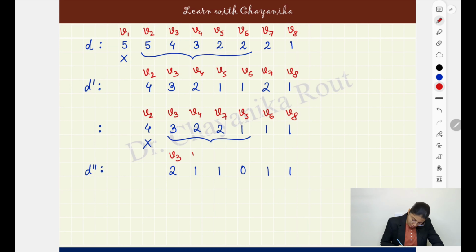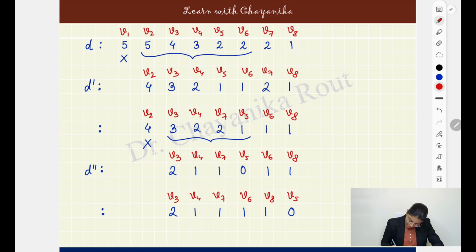Name the vertices V3, V4, V7, V5, V6, V8. It is not arranged properly, so I will arrange it. 2, then 1, 1, then these 2 ones come, 0 goes to the last. So this is V3, V4, V7, these are V6 and V8, V5 goes at the last. If you wish, you can proceed further to find the next sequence, that is D triple dash.